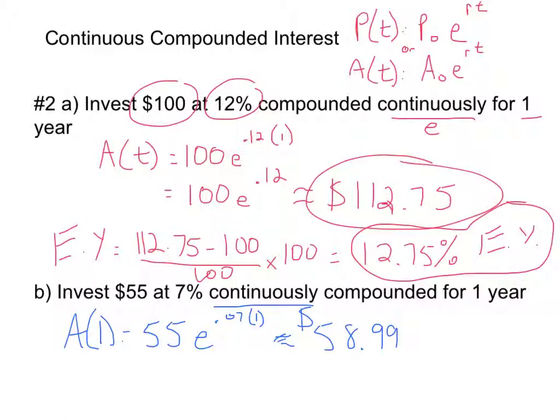So, find the effective yield. Find your percent increase or decrease. In this case, it's an increase. Take the new amount, 58.99, minus the old amount, 55, divided by 100. No, divided by the old, Mr. Williams. I'm so used to putting 100 there, but it's not 100 in this case. It's divided by the old amount, which is 55, times 100 to turn it into a percent. And that answer is about 7.25% effective yield.